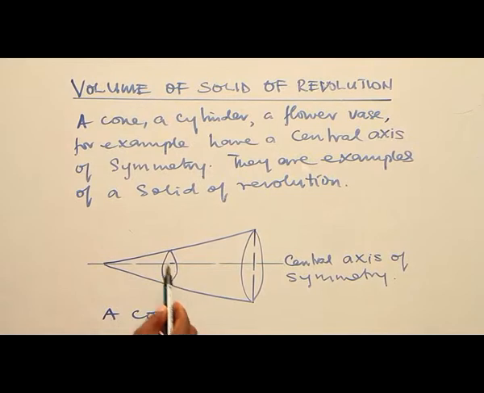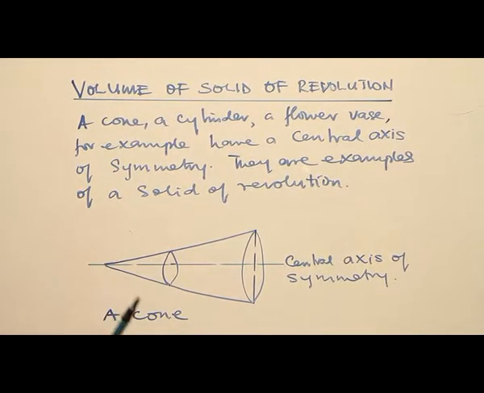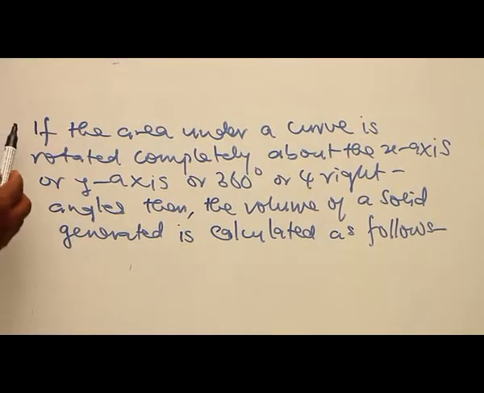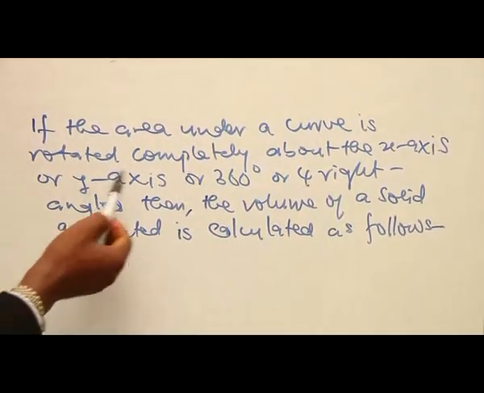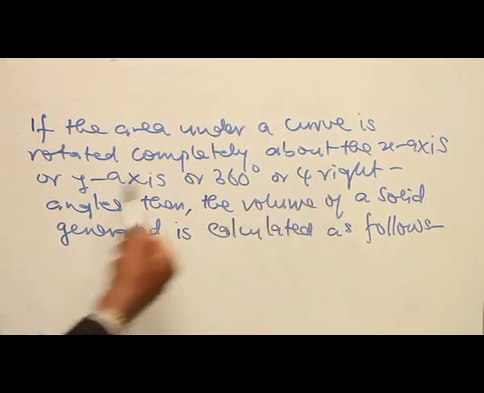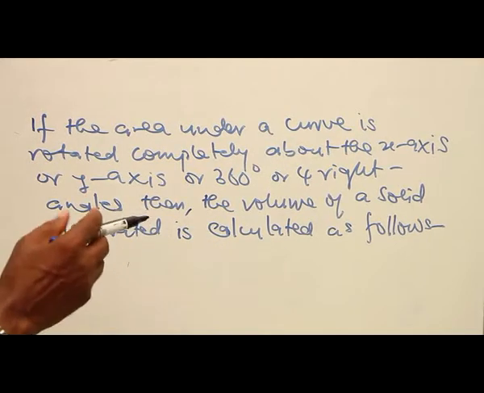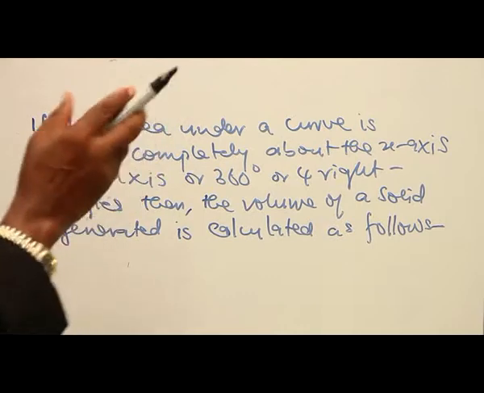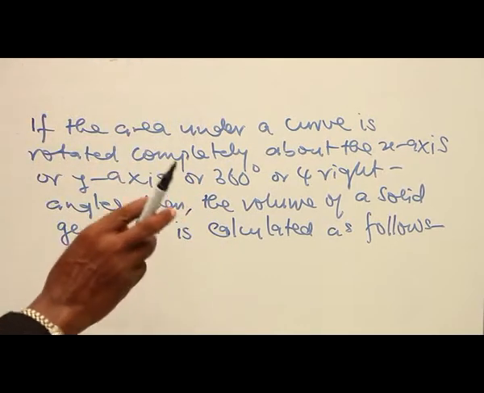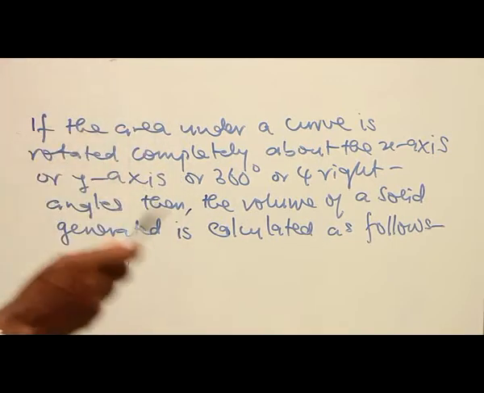Here is a cone. And maybe to generate this cone, to form this solid, a part of the curve was rotated through an angle of 360 degrees. We shall see that explanation below. So if the area under a curve is rotated completely about the x-axis or y-axis, or 360 degrees or 4 right angles, then the volume of solid generated is calculated as follows. Take note, we're talking about the volume of a solid generated, so that when you rotate part of that area under that curve through an angle of 360 degrees, a solid will be formed. And we are interested in finding the volume of that solid that is formed through that process.